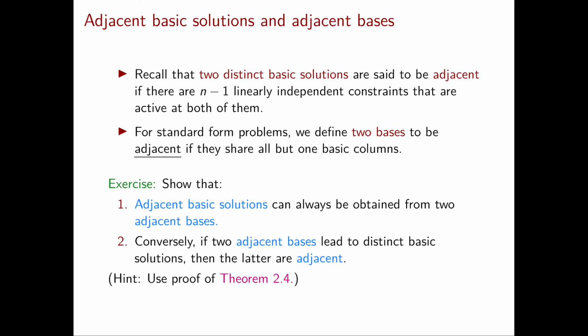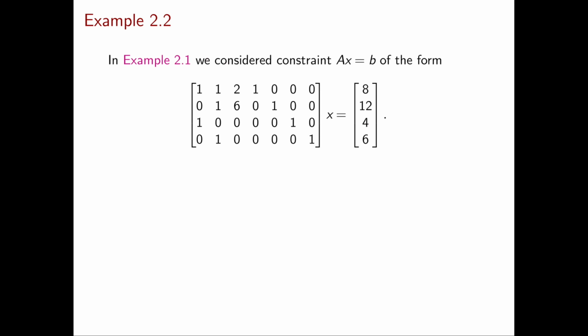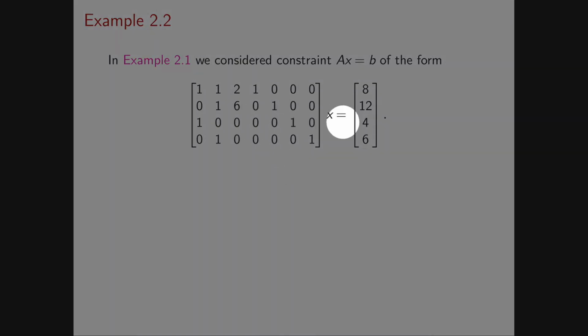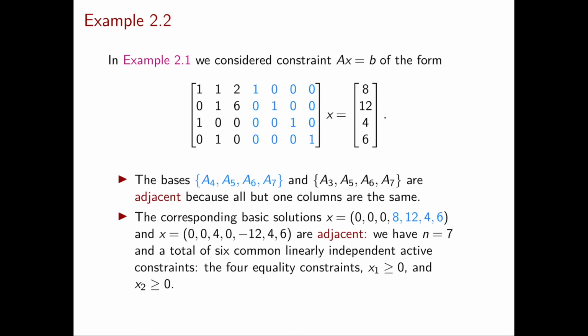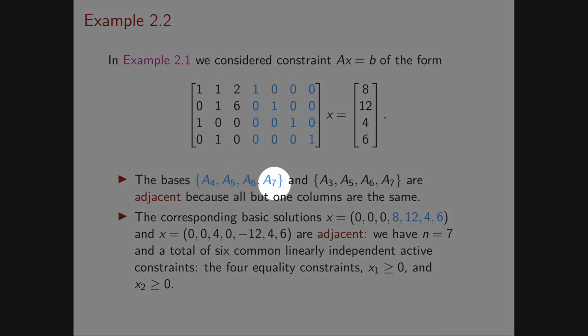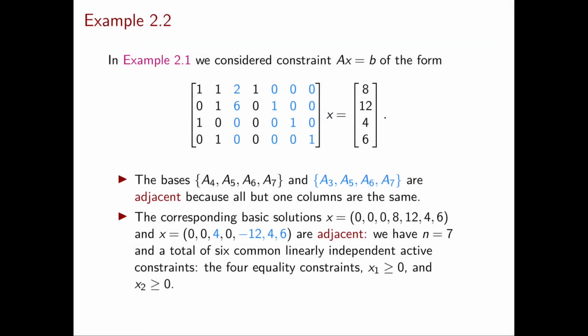In order to prove these two properties, you can use the same type of techniques that we discussed to prove theorem 2.4. While I'm not going to prove these two properties, I'm going to instead give you some examples. Let's again look at this example where we have our system AX equal to B as written in the slide. Let's first see an example of two bases that are adjacent. Let's pick A4, A5, A6, and A7 and A3, A5, A6, and A7. I only exchange the fourth column with the third. Therefore, by definition, they are adjacent bases.